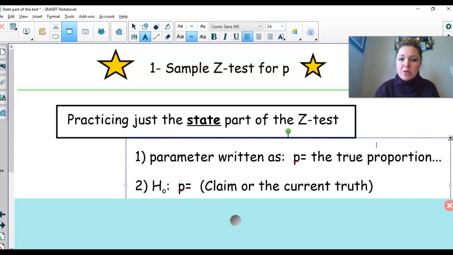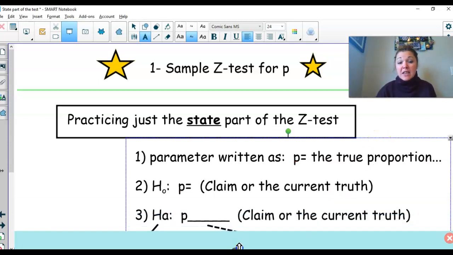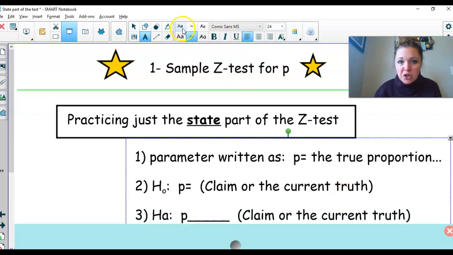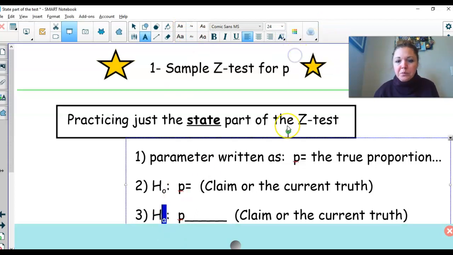Then the next thing that you need for the state part today is something called the HA. This is the alternative hypothesis. And again, that should be a subscript, so I'm just going to change that real quick. This is what we're trying to prove, okay? What are we trying to prove?